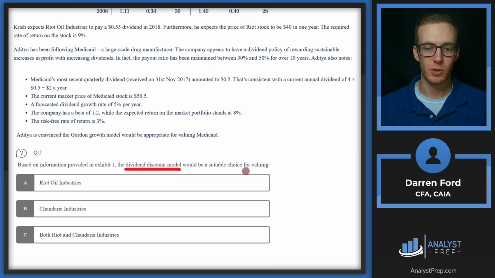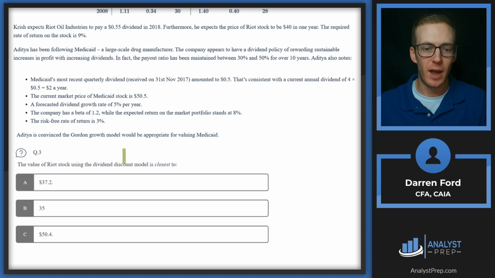So that said, it would be a suitable choice for Riot, Shandaria, or both. And we determined that would be only Riot. Answer A. Question 3, the value of Riot stock using the dividend discount model is closest to 37, 35, or 50. So we left off just after the exhibit, so we'll start reading there.